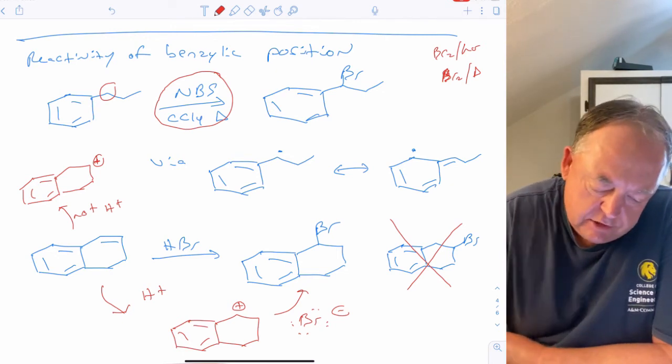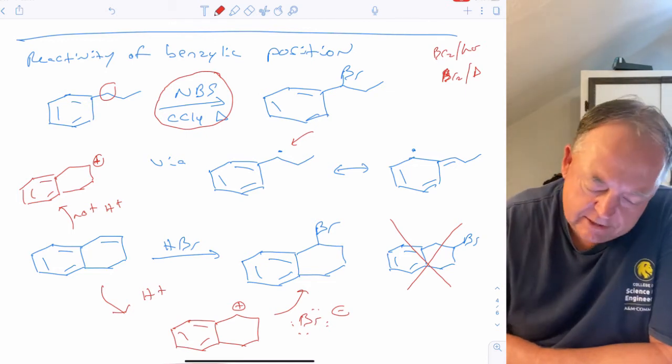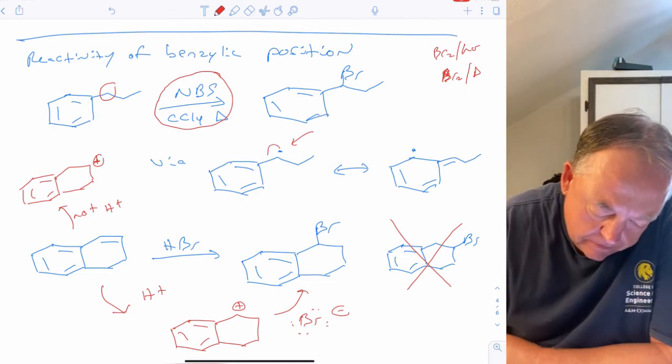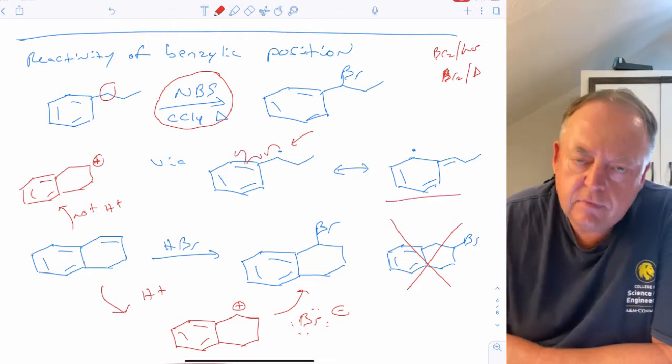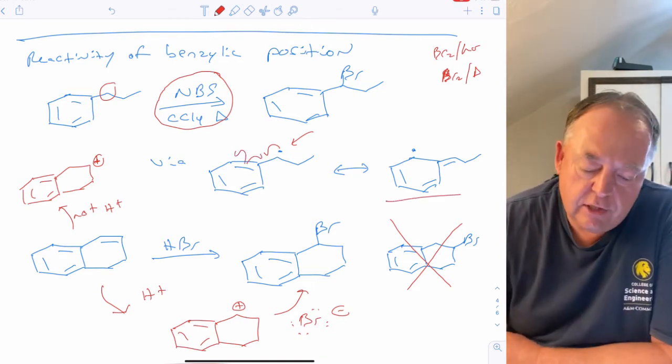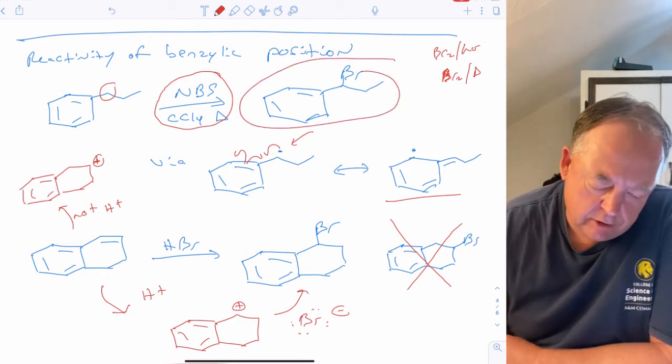And why the benzylic position? So these are free radical mechanisms. That's a good place to put a radical, right? Why is that a good place to put a radical? Because it's resonance delocalized. So that's where the radical is going to form, so that's where the bromine is going to end up. So that would be your major organic product.